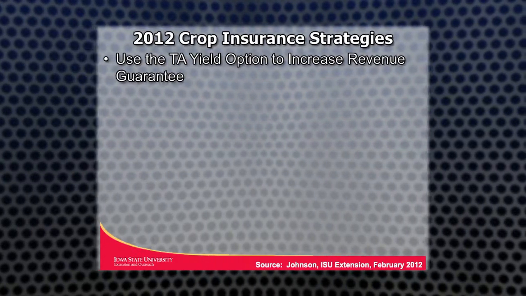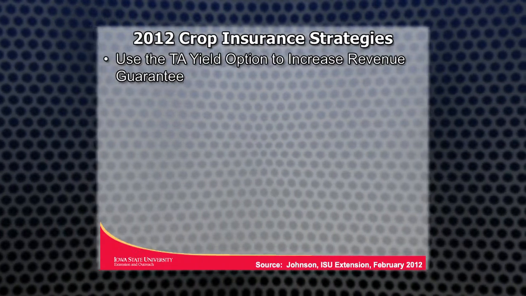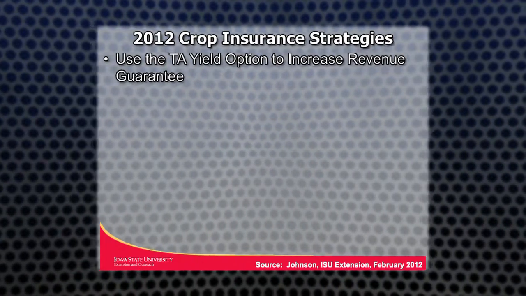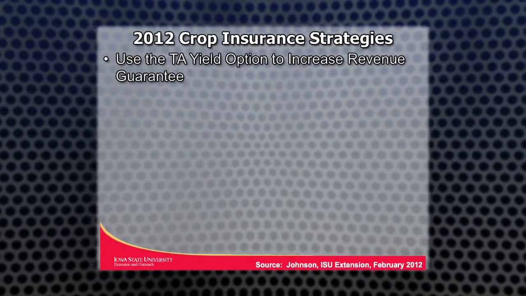But you only have to make the multi-peril decision by March 15th for spring planted crops. You can still add hail, or you could add wind, or perhaps a green snap endorsement. But I see 4 different crop insurance strategies that producers might consider in the Corn Belt for corn and soybeans in 2012. Number 1, I think you use the TA yield option to increase the revenue guarantee. The cheapest way to increase your revenue guarantee is taking that TA yield option, getting more bushels that you're covering. And again, I think there's going to be a lot of interest in that particular strategy.